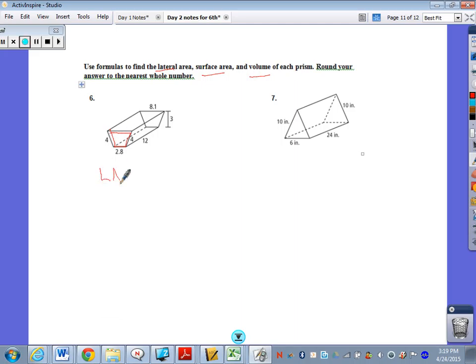So when we do lateral area, again, it's a prism. So for any prism, I use the HP. The height is the distance between the two trapezoids, which is 12. The perimeter, I'm going to add all the sides of one of the bases. This is 8.1, since that is. So the perimeter is 4 plus 8.1 plus 4 plus 2.8, which gives us 18.9. And then I'm going to take 12 and multiply by 18.9, and that gives me 226.8. And if I round it to the nearest whole number, 227.